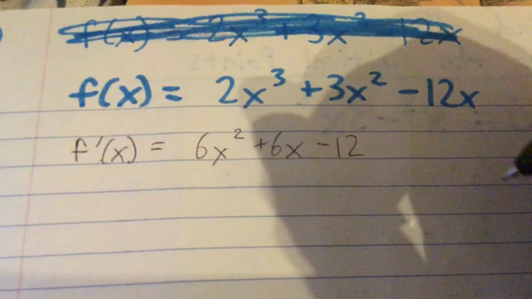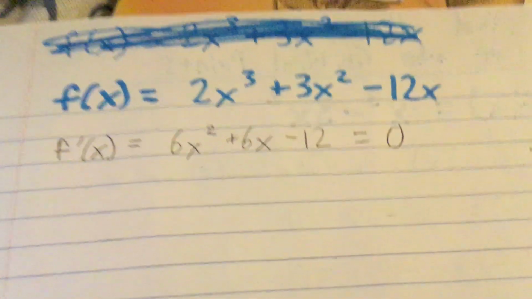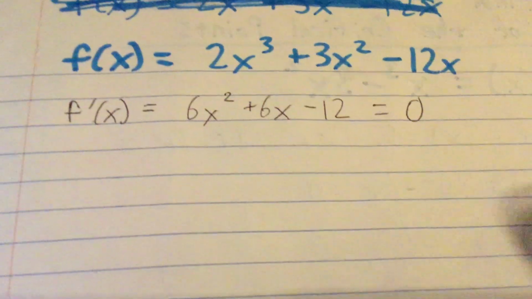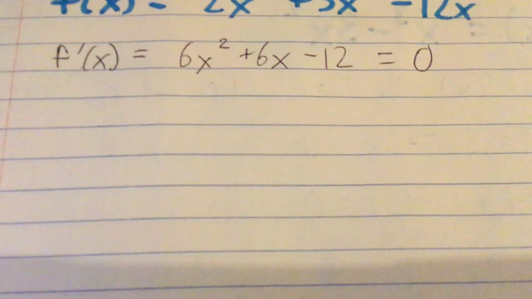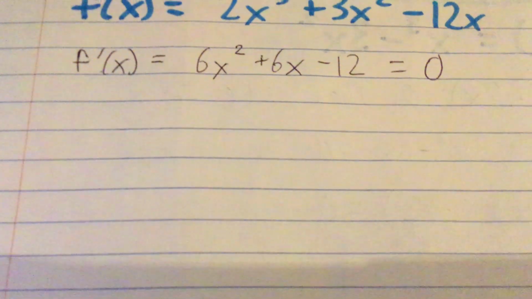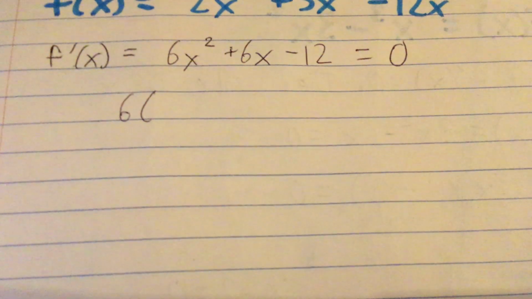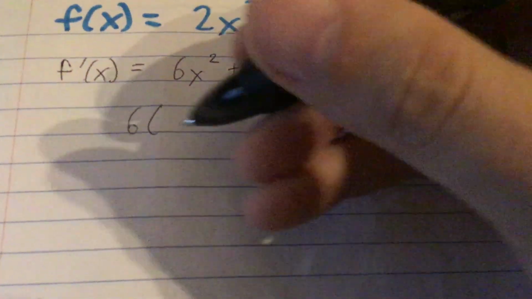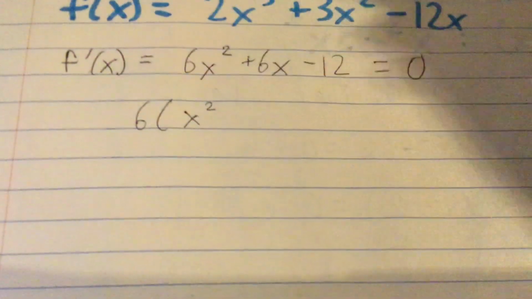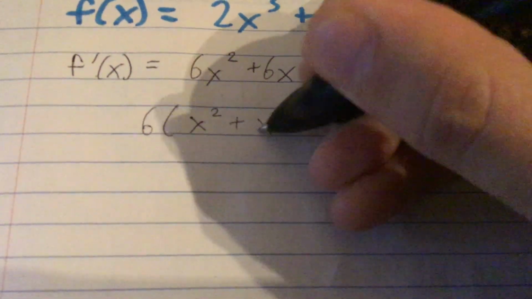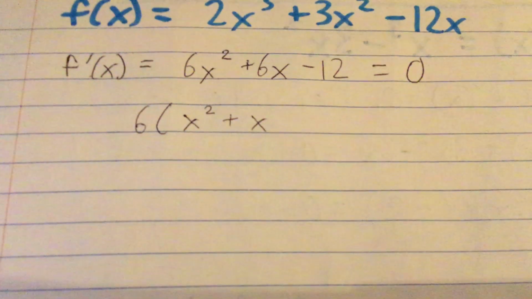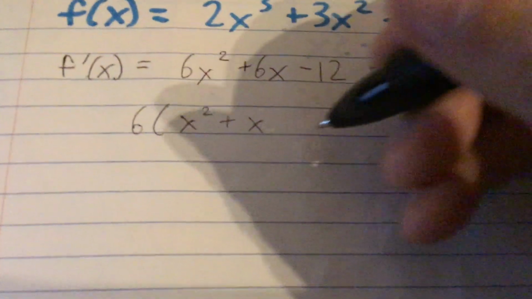So step 1, set f prime of x equal to 0. I want to figure out where I get horizontal tangent lines. Step 2, we got to factor and see the x values. So first things first, what can I do? Well, 6, 6, and 12, I can factor out the 6. 6 times what is 6x squared? That would be x squared. 6 times what is positive 6x? You can put a positive 1x or a positive x, your call. 6 times what is negative 12? That would be negative 2, equal to 0. So that 6 gets factored out.